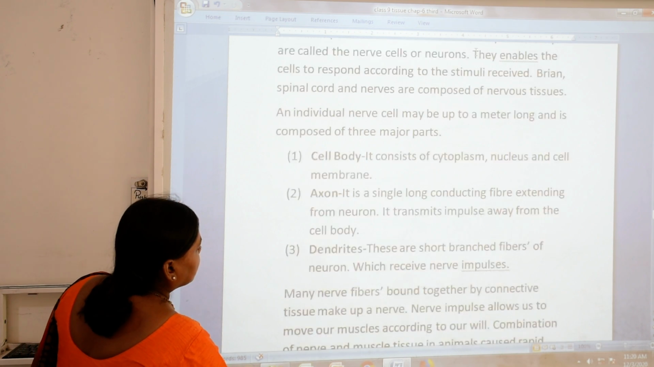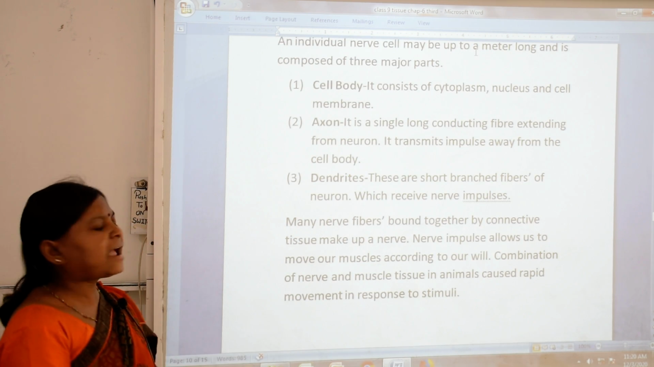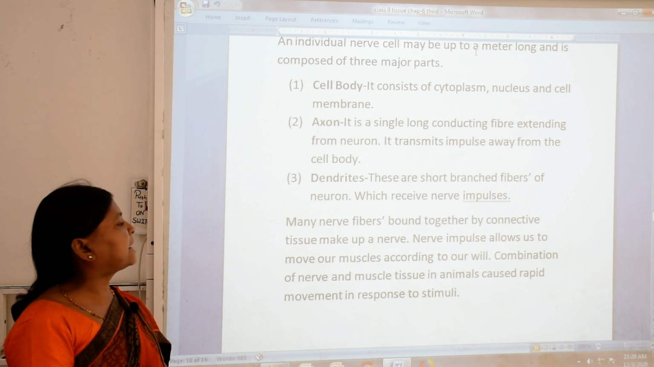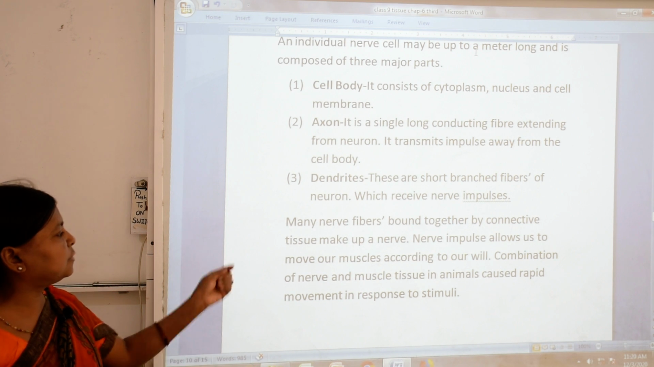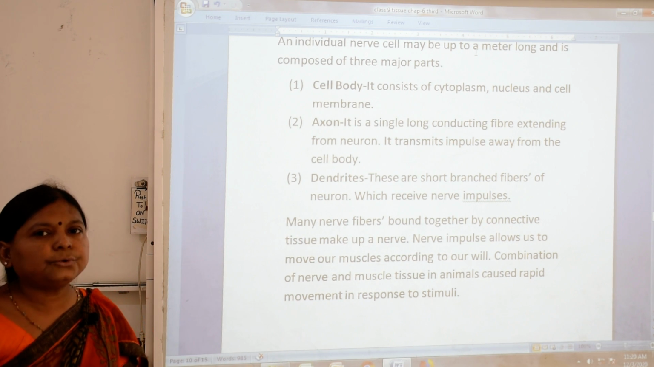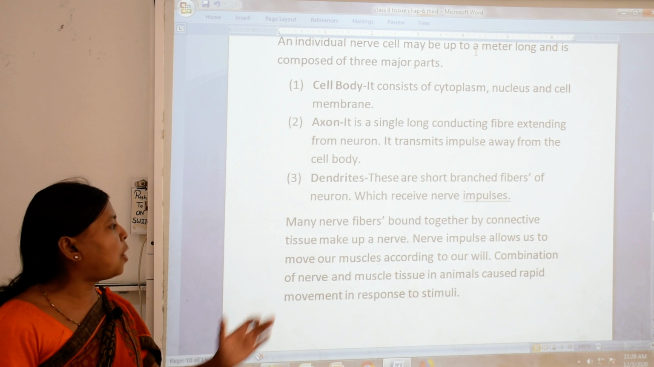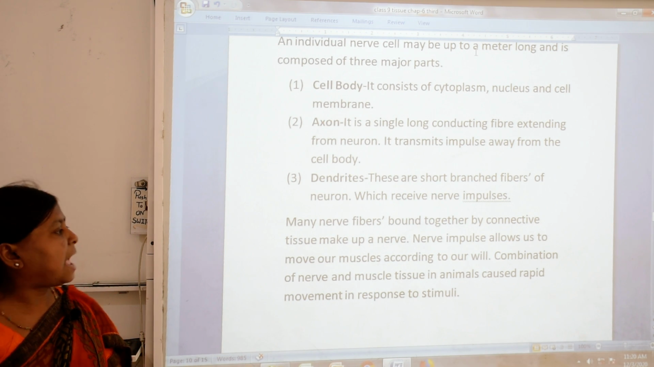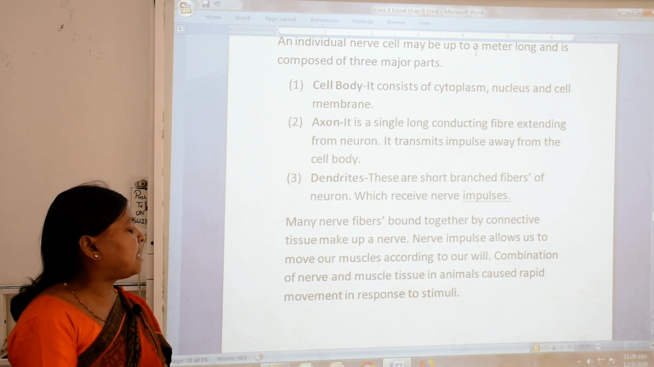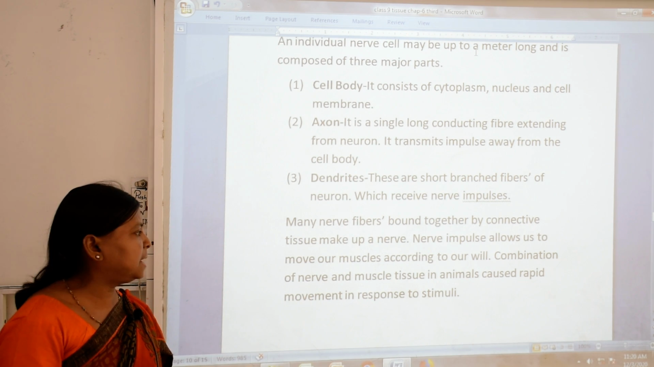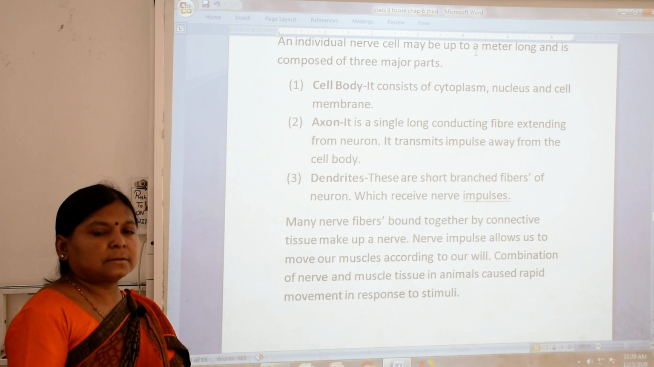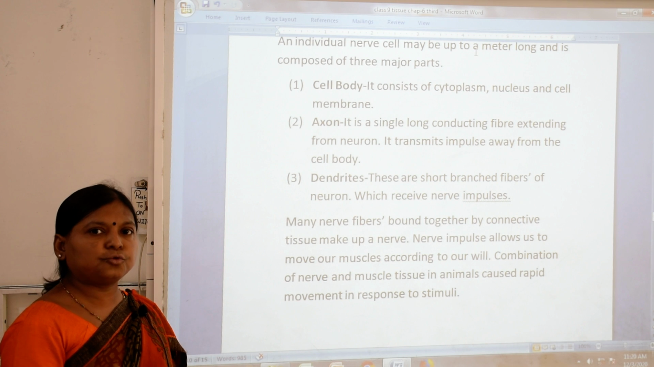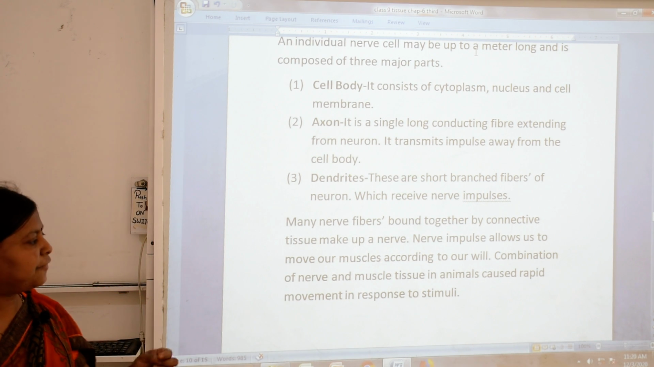Now, do you know, many nerve fibers are bound together by connective tissue, and this makes up a nerve. This nerve impulse allows us to move our muscles according to our will, and the combination of nerves and muscle tissues in animals causes rapid movements in response to stimuli. So these are the different functions.